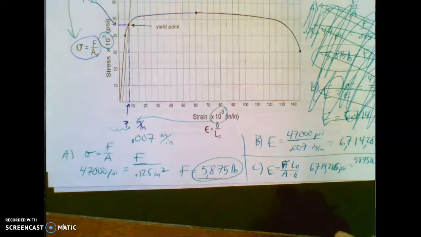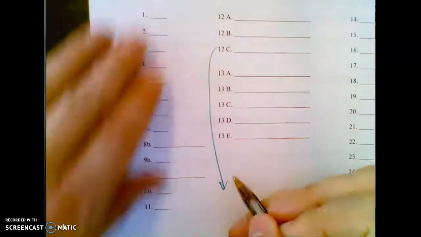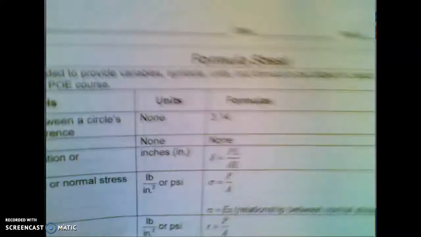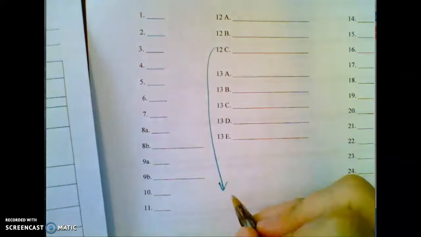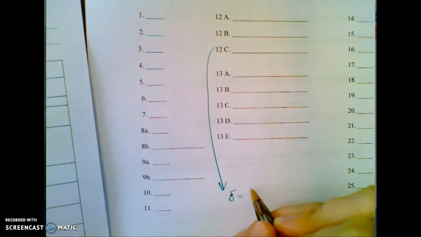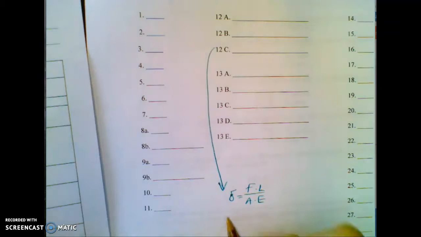Let's see, what else? Let me see if there's a quicker equation for that. Oh, yeah, let me use the faster equation. I'll do it here. 12c. Okay, I found a better equation that's already solved for delta on one of our sheets. So delta, it's going to be less work. Delta equals force times length original over area times modulus of elasticity.